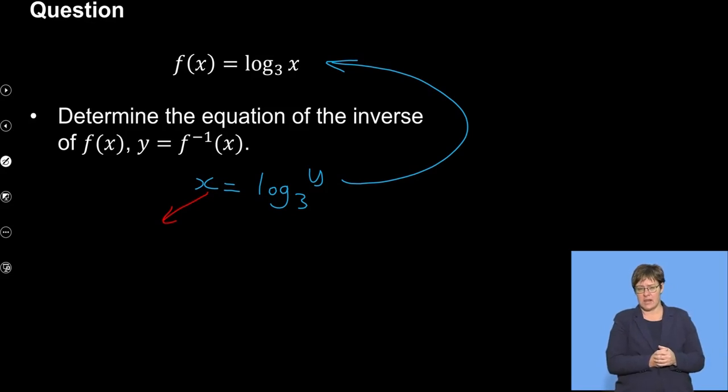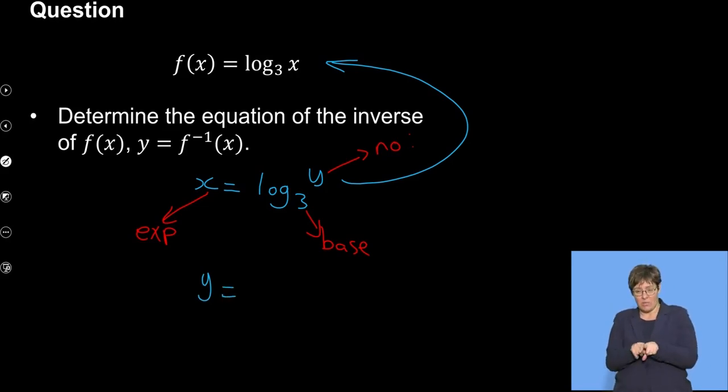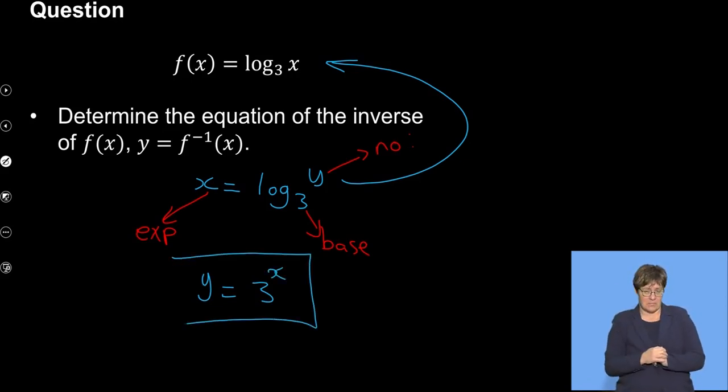So this is normally our exponent. We know this is our base. We know this is our number, right? So in simple terms, this will just be our number, which will be y, equals our base, which is 3, to the power of our exponent, which is x. And then this will be the inverse function.